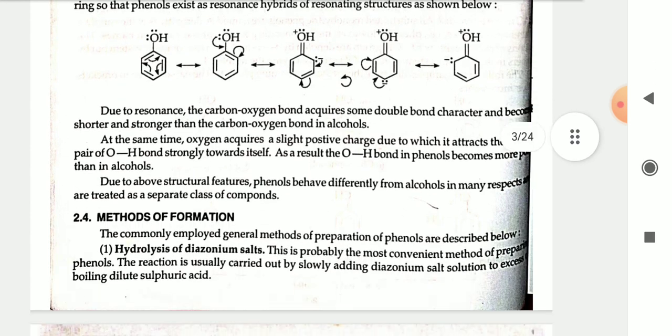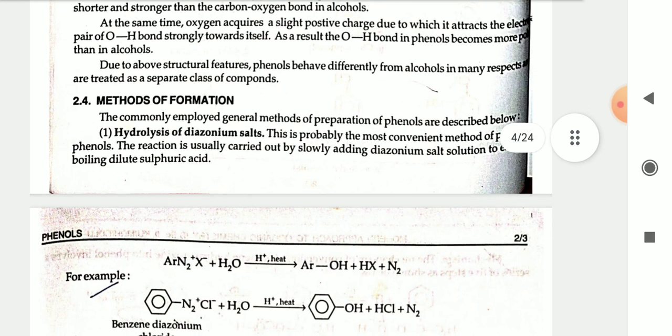Methods of formation. The commonly employed general methods of preparation of phenols are discussed below. First, hydrolysis of diazonium salt. This is probably the most convenient method of preparation of phenol.